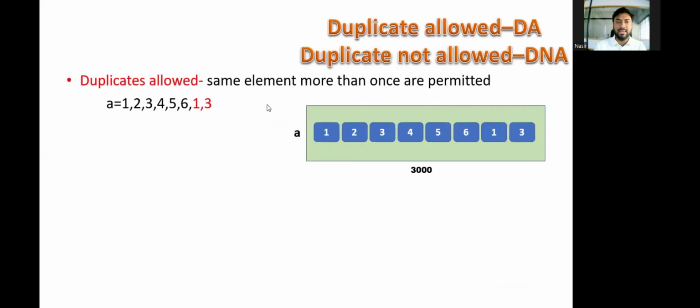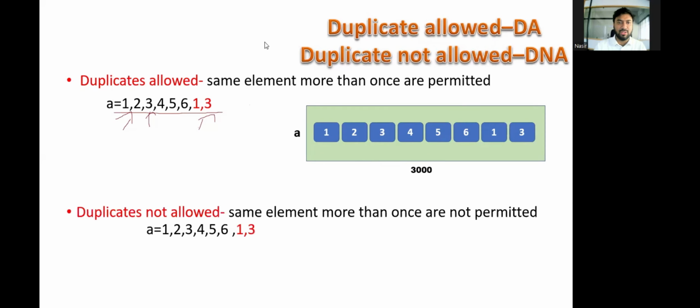So here we can see in a list, when I say 1, 2, 3, 4, 5, 6, 1, 3, here you can see 1 and 3 has been repeated, right? 1 and 3 has been repeated. So it is allowing us to store the duplicates. We can have multiple duplicates. In a set, duplicates are not allowed. Here you can see duplicates are not allowed. So even if it is 1, 3, it will not consider this. Duplicates are not allowed. Okay.